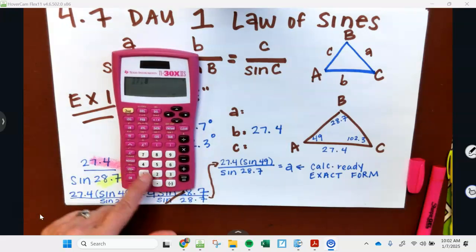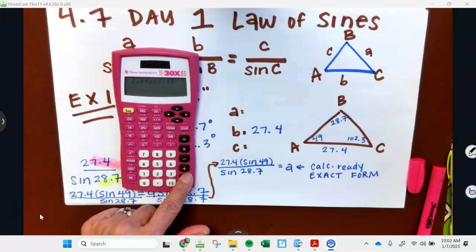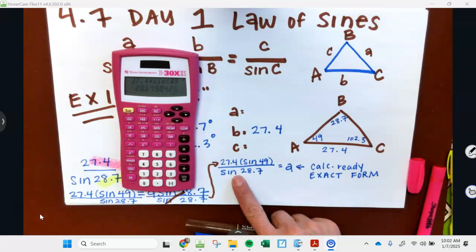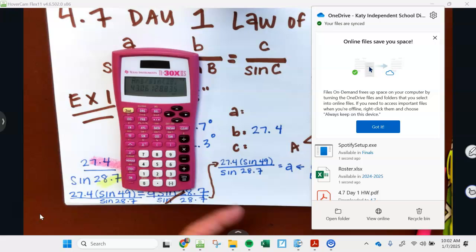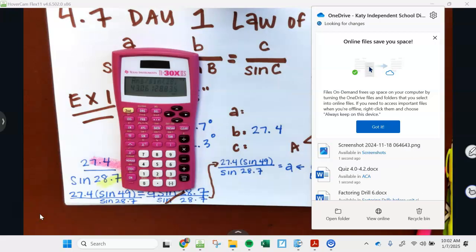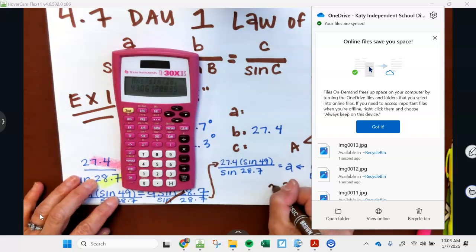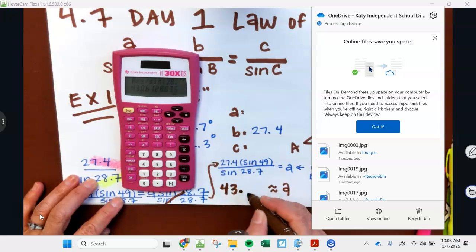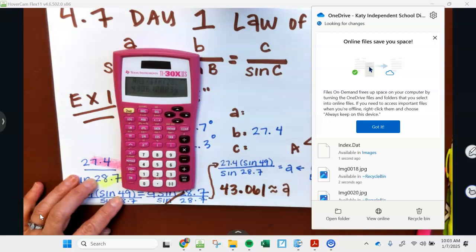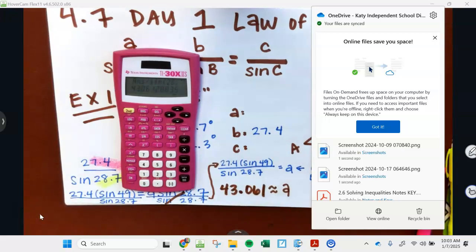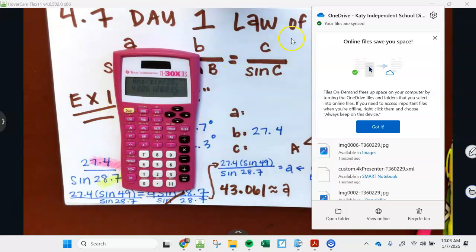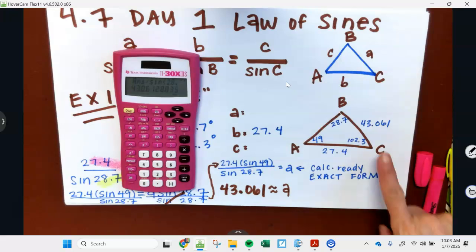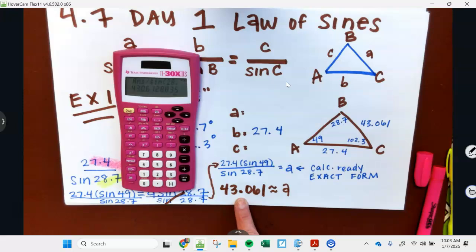All right, so 27.4 times the sine value of 49. I'm going to go ahead and hit enter. Now I'm going to hit divide and then sine of 28.7. So divide by sine of 28.7. And then that's going to be our leg measure for A, rounded. So listen, we're going to round three places behind the decimal, so it's four places behind the decimal. So when A is rounded, it is going to be 43.061. So remember, leg A is going to be right here, 43.061. Oh, sorry guys, I don't know how long that was up. Any questions on how I got 43.061?